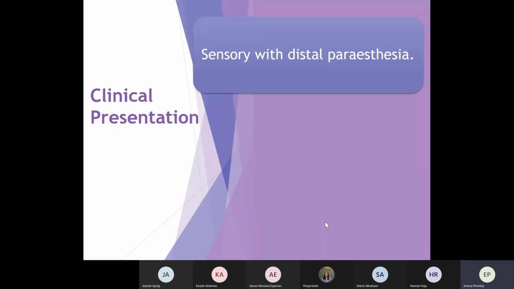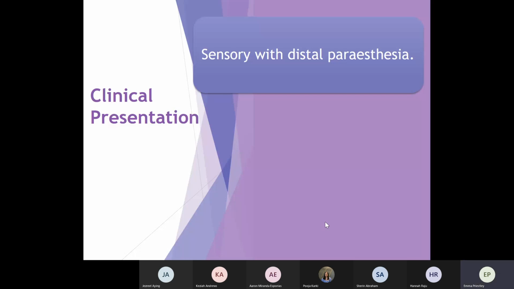From a clinical presentation point of view, it's sensory with distal paresthesia. Usually the most common one is the ascending Guillain-Barre. The patient presents with leg weakness. It then moves up their legs into their chest, and they develop respiratory weakness. When these patients are at their worst, they can't even open their eyes. They can't even lift their own eyelids. So they look like they are comatose. They look like they are locked in.